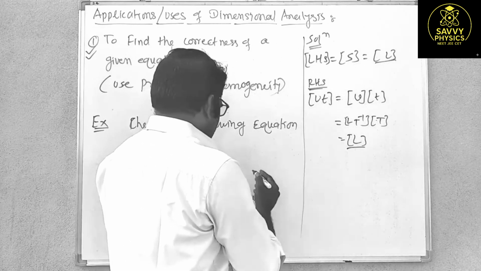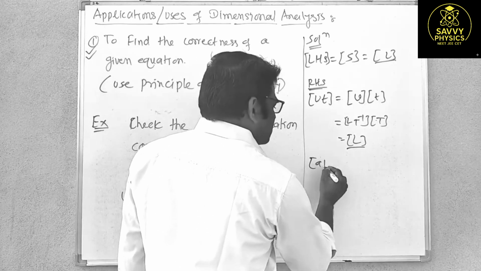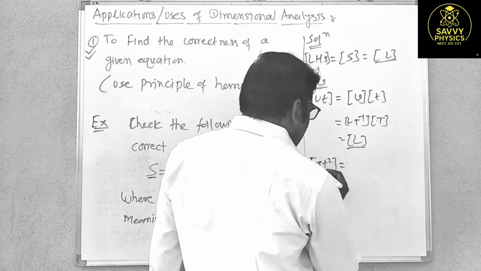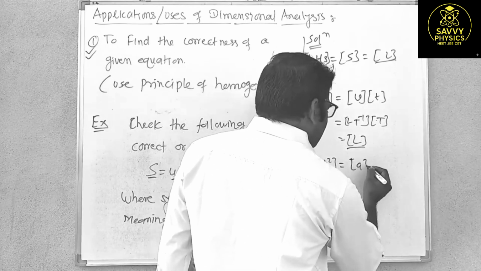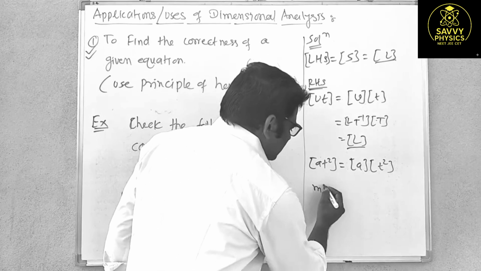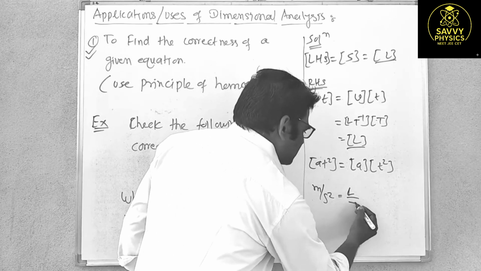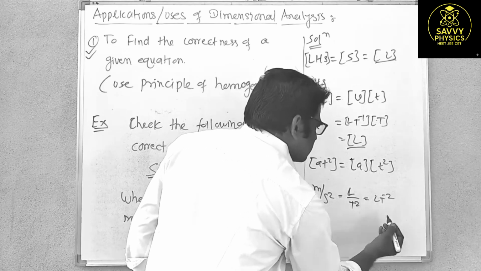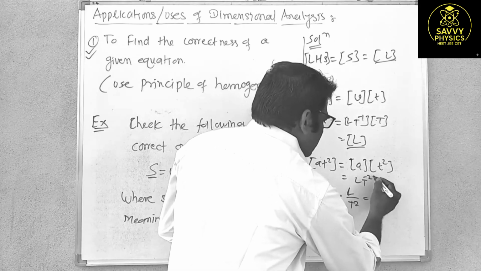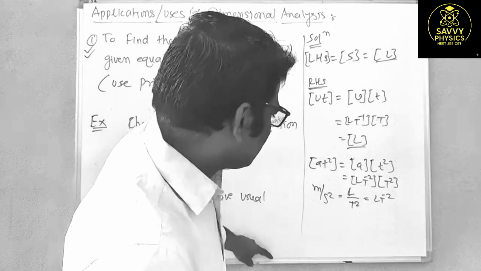Then for this term, 1 upon 2 is a constant, so no problem. So the dimension of at square should be equal to this. Then we can say this equation is correct. So let us find the dimension of acceleration into the dimension of t square. What is the dimension of acceleration? Meter per second square. Meter means length, second means time, so this is L T to the power minus 2. So let us write here L T to the power minus 2, and into T square. Time means T square.